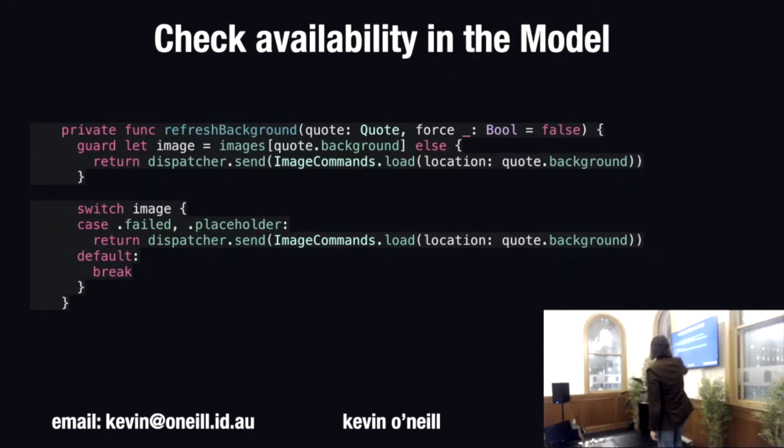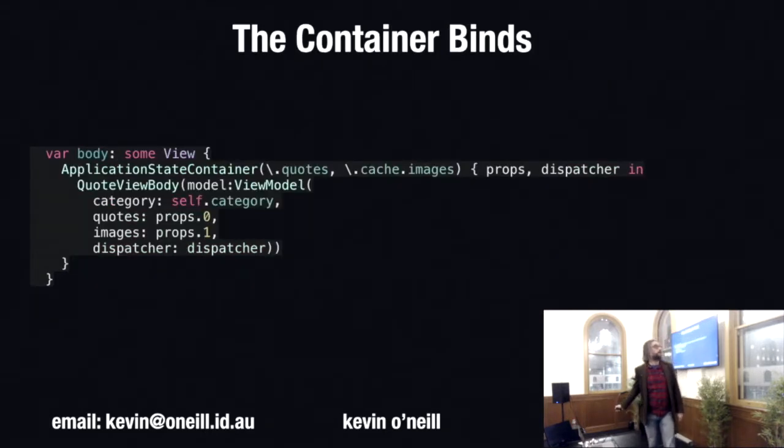If not, it's going to double check whether it's failed or placeholder. And again, if it's failed or placeholder, so I've got a failed or a placeholder in that slot, I'm going to say, well, actually, I want to try again. I want to go grab it. Otherwise, I've got an image or it's loading. I don't really care. And then this is the container, and it just binds information. So it's out of the application state, it's grabbing the quotes and the cache of images.